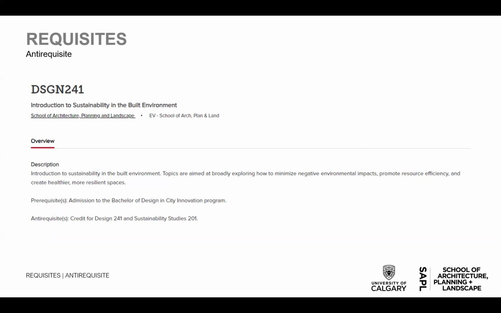Anti-requisites are generally two courses where you can't have credit for both. There can sometimes be more than one course listed as an anti-requisite. This is because the content of the courses is too similar to one another. In this example, the anti-requisite for Design 241 is Sustainability Studies 201. To take Design 241, you'd have to lose a credit for SUST 201 because you can't have credit for both classes. In these situations, you'll need to connect with me or a SAPL advisor to sort out your registration permissions.